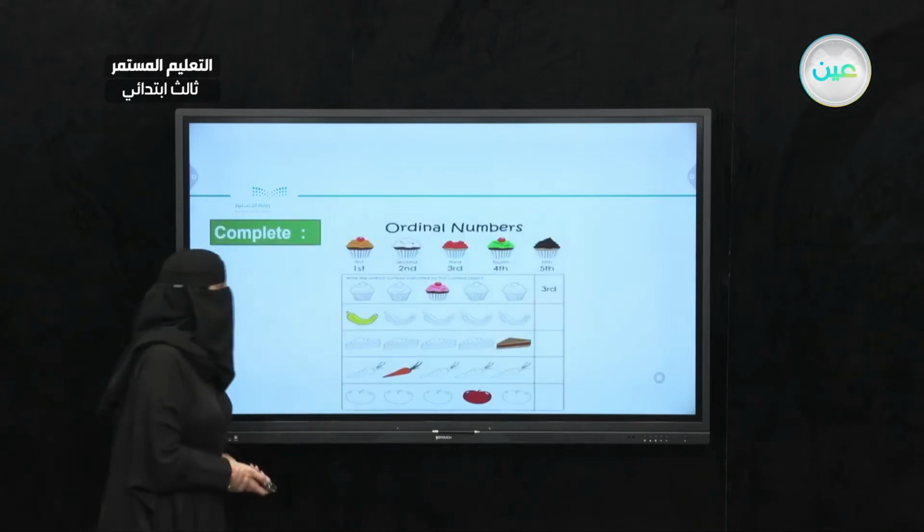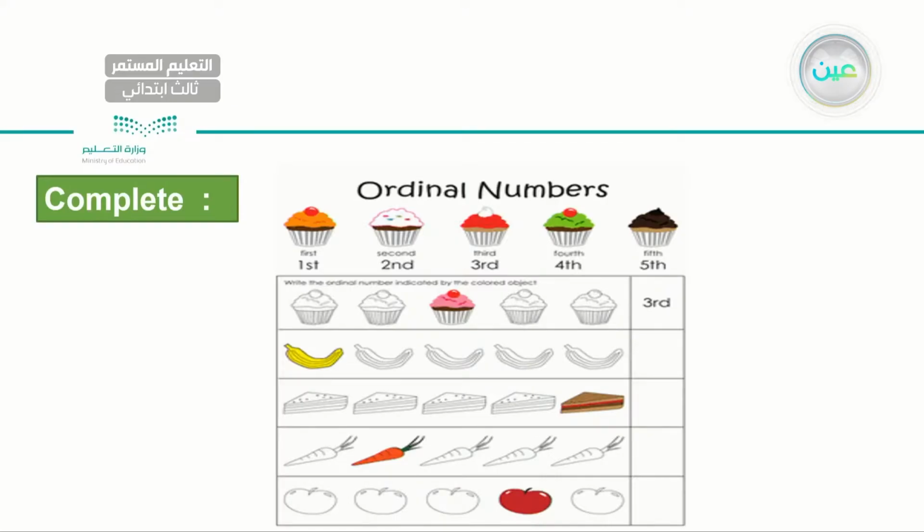Very good, excellent. Now, let me give you this easy exercise. I know you can do it. As you can see here, I have cupcakes. First, second, third, fourth, and fifth. Okay? Now, below, I gave you the first one as an example. Where's the colored cupcake? It came third, right? So, not the first, not the second, but it came third.